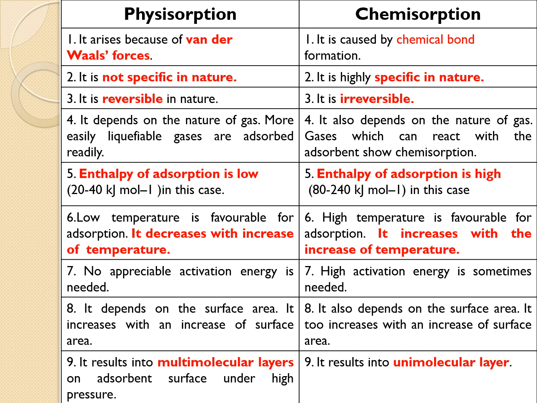Physisorption depends on the surface area. It increases with an increase of surface area. Chemisorption also depends on the surface area. It too increases with increase of the surface area, because more the surface area, more will be the rate of adsorption. Physisorption results in a multi-molecular layer on the adsorbent surface under high pressure. Means many layers are formed. Whereas in chemisorption, it results in a unimolecular layer.